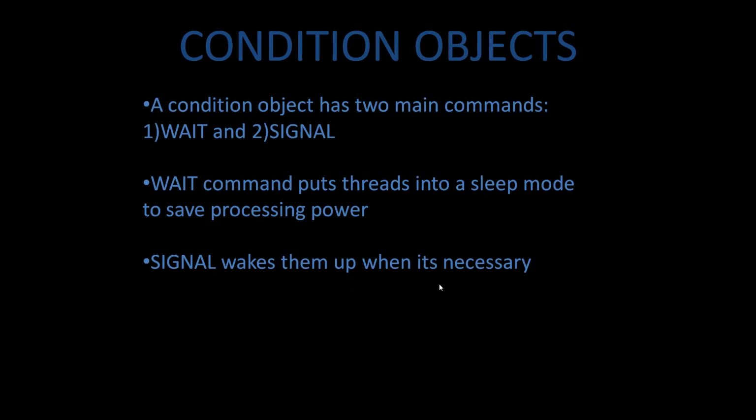A condition object. A condition object has two main commands, wait and signal. Let's say you have a lot of threads that are supposed to do something, but for the next 5 minutes, or until certain conditions arise, they should just sit there and wait. So the wait command puts those threads into sleep mode, and they essentially wait for the signal command that will wake them up when necessary so they can continue doing their work.